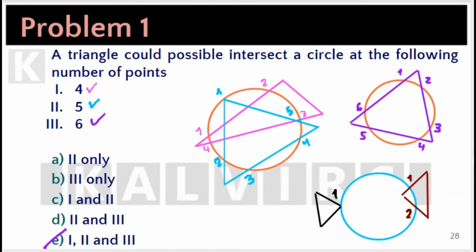Now, 3 points, you can inscribe a triangle inside a circle. And that's how we get 3 points, 3 intersection points. 1, 2, 3. Therefore, it is possible to get 1, 2, or 3 points.